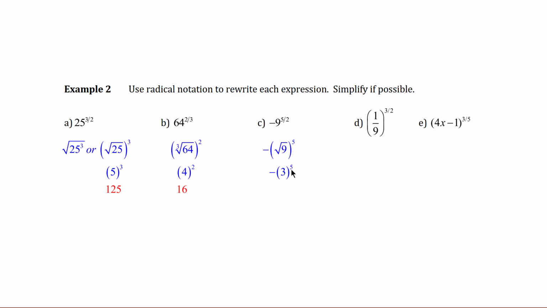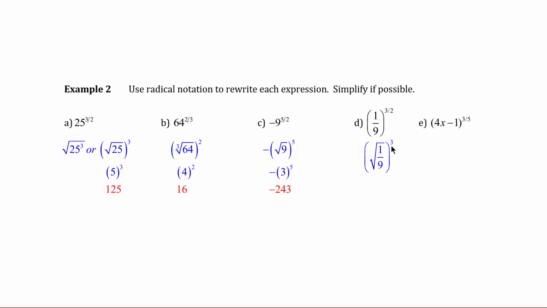Next, we take 3 and raise it to the 5th power. This is 243, and then we bring down the negative. So our final answer is negative 243. Moving on to part D, we have parentheses, 1/9 on the inside, and then we have the exponent of 3/2 on the parentheses. Converting this into radical notation, we get parentheses, square root of 1/9, and then a cube on the parentheses.